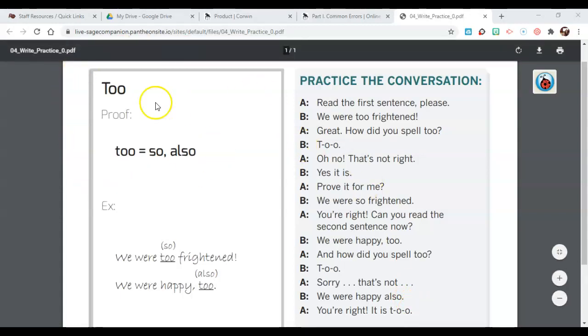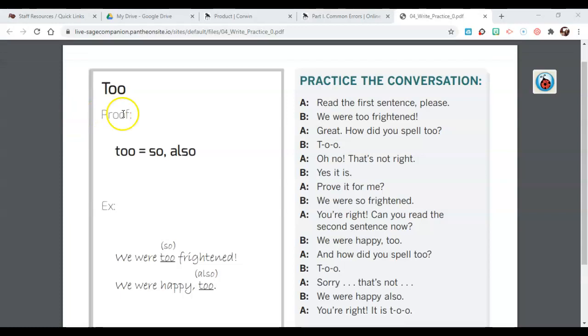So now if you will look on the left side of the screen, I have the homophone to, T-O-O. The proof for my word to make sure I use the correct form of the word to is so or also. What that means for proof is that I should be able to substitute the word so or also anywhere that I use the word to, T-O-O, in my writing.